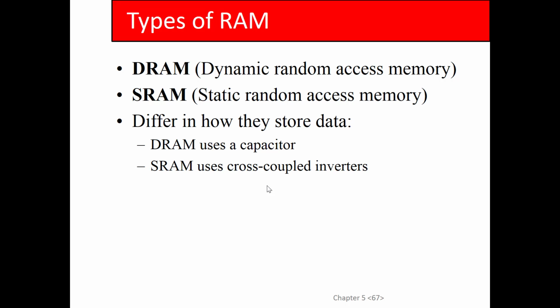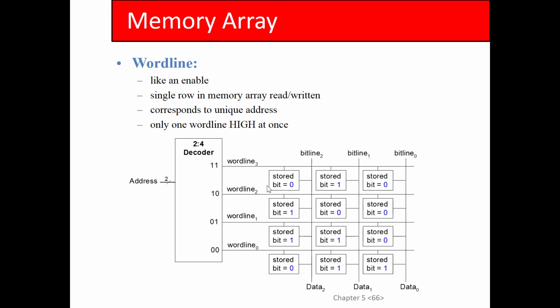DRAM stands for Dynamic Random Access Memory. That's the main system memory that's used in most computers. And in DRAM, these boxes are capacitors. So you're actually storing charge. Each one of these bits is a charge that's charged into a capacitor.